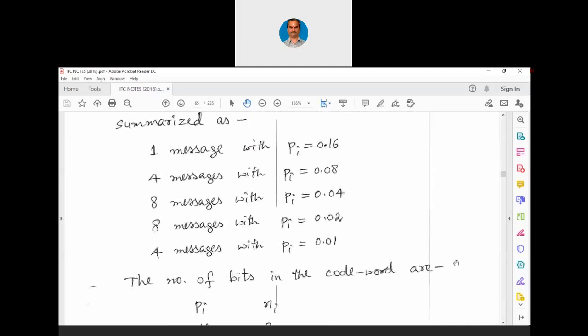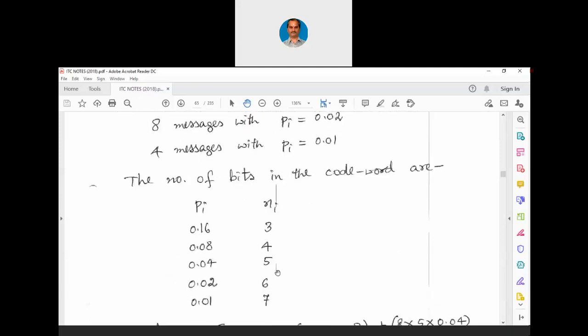Now the number of bits in this code word, based on the Pi itself, we can apply the same formula. Based on that probability itself, we can come to a conclusion here. I have not shown you the calculation here. The calculation is the same calculation which we used for Shannon's encoding. So for this 0.16, we get 3. For 0.08, we get 4. For 0.04, we get 5. 0.02, we get 6. 0.01, we get 7.